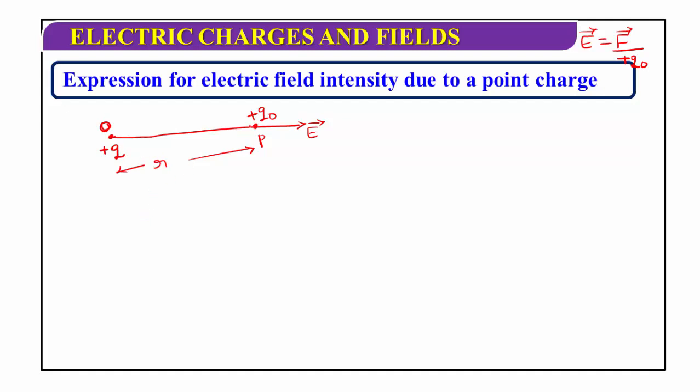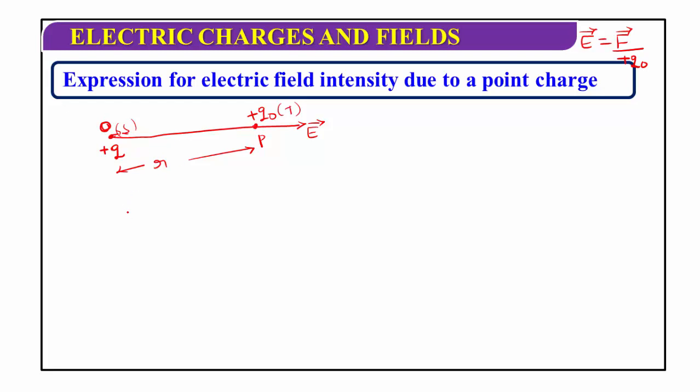Now applying Coulomb's law, we find the electric force acting on this test charge due to this positive charge. This is called the source charge and this is called the test charge. A source charge is a charge which produces an electric field. A test charge is a charge used to detect the presence of electric field in this region, and it does not affect the already existing electric field. The electrostatic force of attraction or repulsion between these two charges is the electric force acting on this test charge Q0.